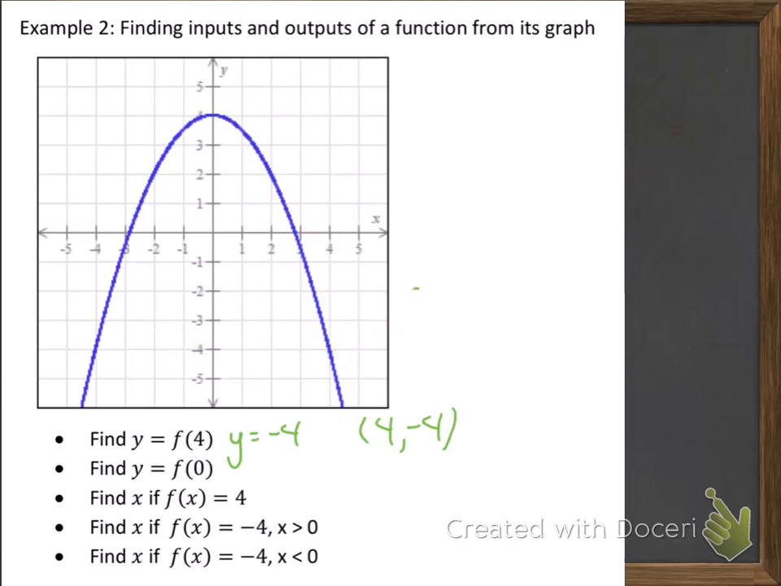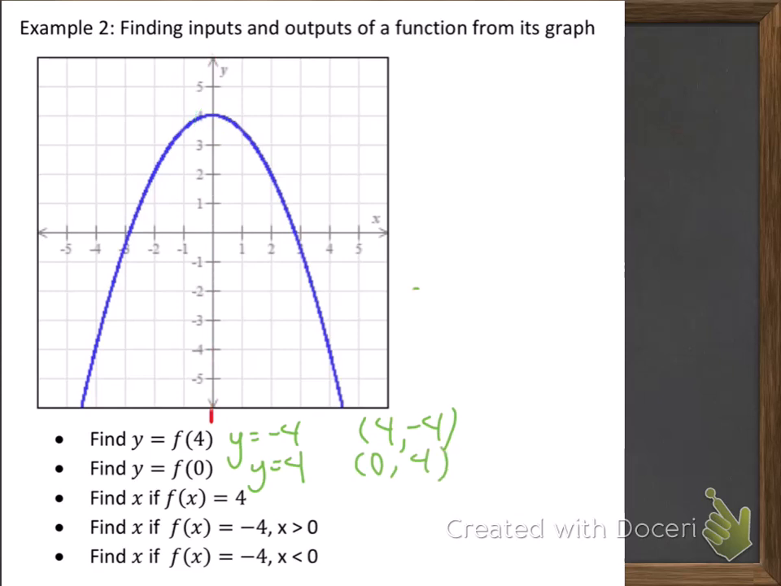All right, let's do the next one. It says y equals f of 0. So that 0, again, is the x value. So x is 0 right here. And where does that red line cross our blue function? Well, it crosses it at y equals +4 right there. So if I had to write this as an ordered pair, it would be x equals 0, y equals +4.